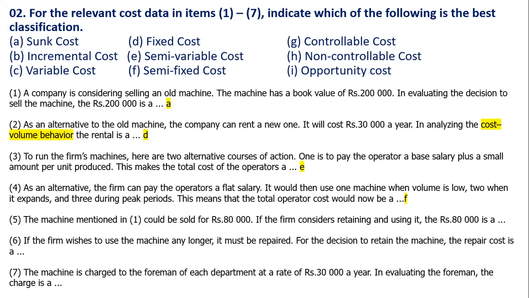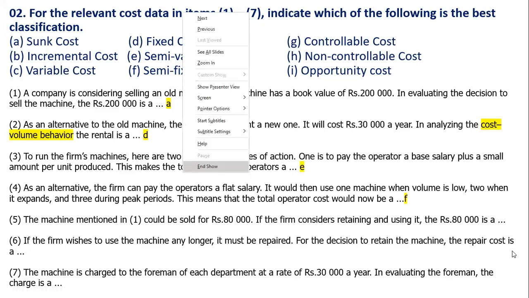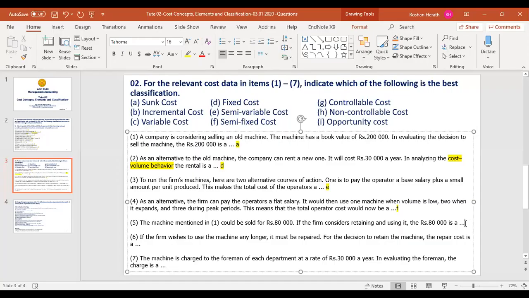Right? If you wish to retain and use it, then the best alternative that you give up is to sell that. Hence, it's an opportunity cost. Yes, your answer is going to be I. Right, good.